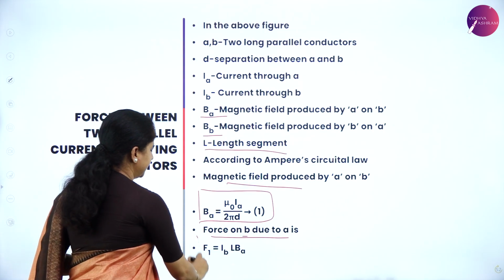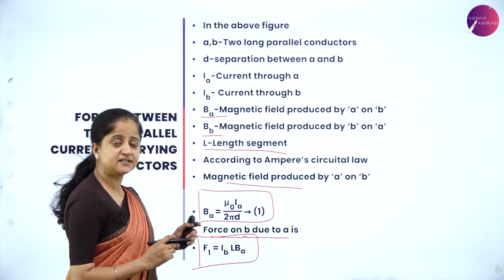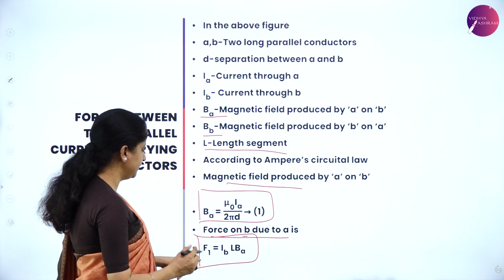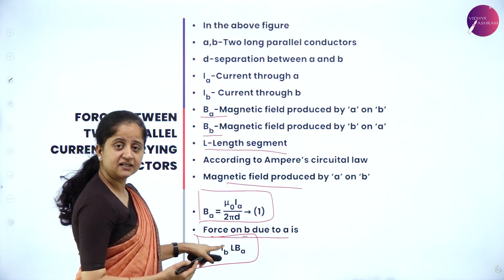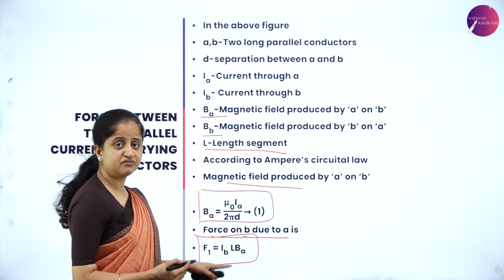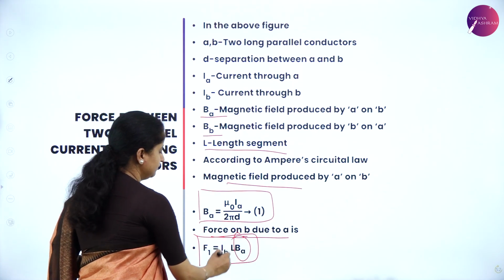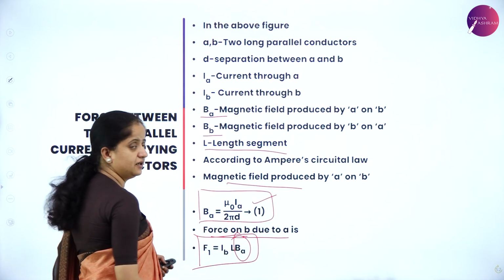That can be calculated as, we know the expression for force due to a straight current carrying conductor, that is F is equal to ILB. So IB is the current in the conductor B, L is the length, and BA is the magnetic field that is produced by A on B. So now we have the BA term. Let us substitute this value in the equation.